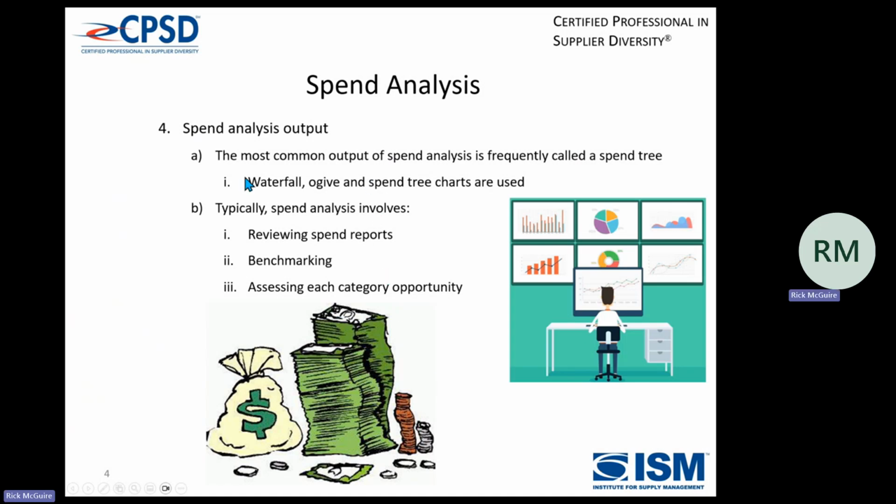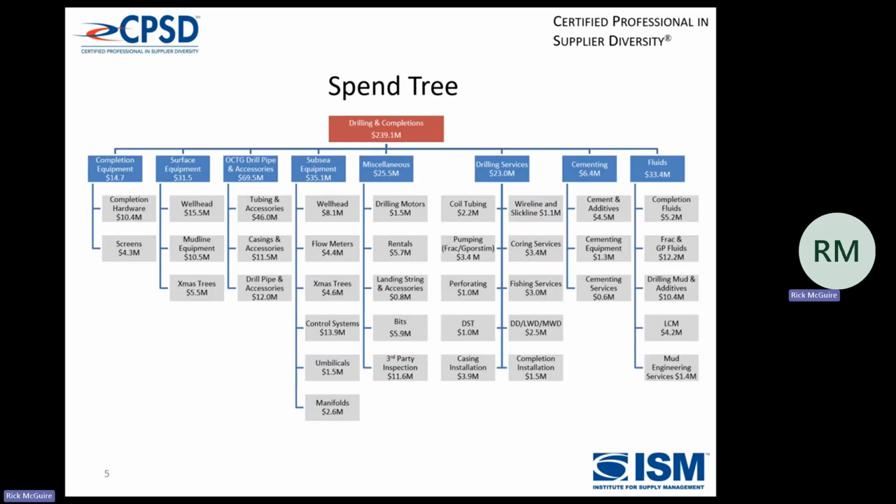Spend analysis output. The most common output of the spend analysis is frequently called the spend tree. Waterfall, ogive, and spend tree charts are all used. Typically, spend analysis involves reviewing spend reports, benchmarking, and assessing category and opportunity. So here's an example of a spend tree for drilling services.